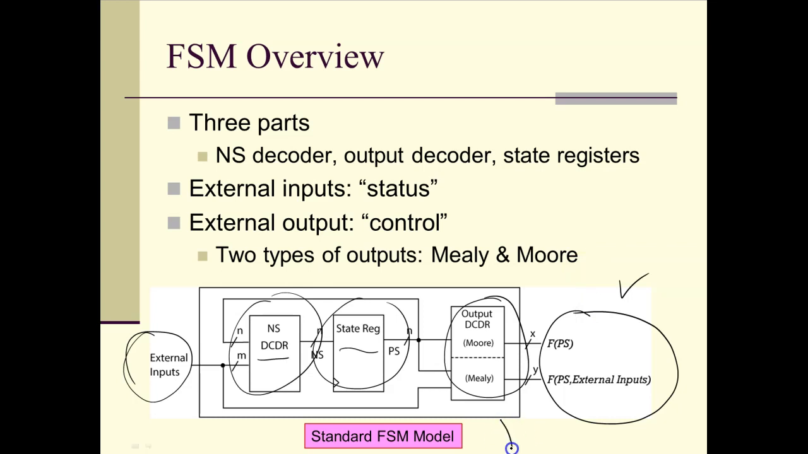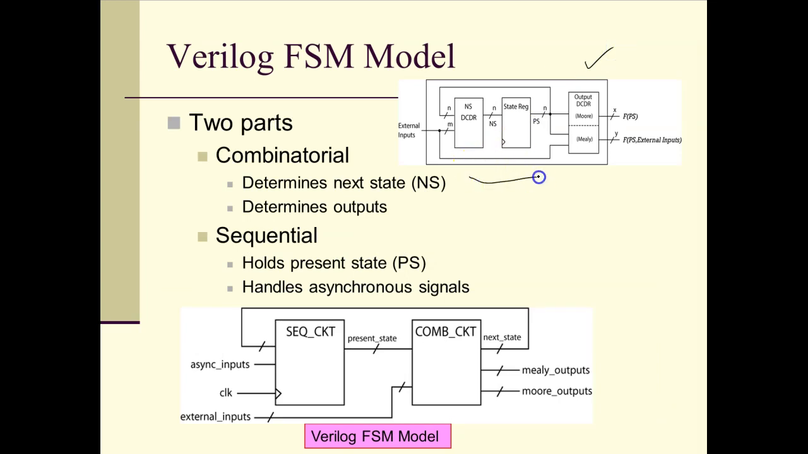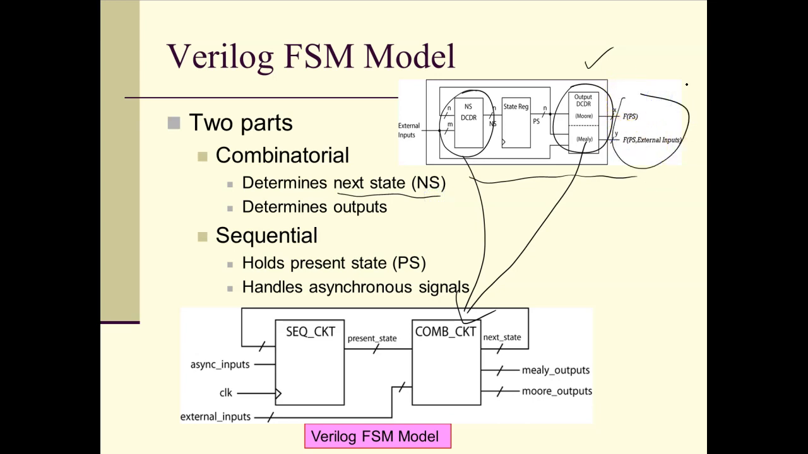Okay, so here we go. As far as the outputs go, there are 2 types: Mealy and Moore outputs, and we'll talk more about that in a second. We're not going to use this model in Verilog. What we're going to do is combine the 2 decoders into one circuit, and that's going to be a combinatorial circuit. This new combinatorial circuit is going to handle the calculation of the next state, and it's also going to determine the outputs. So here's the next state, and here's the outputs.